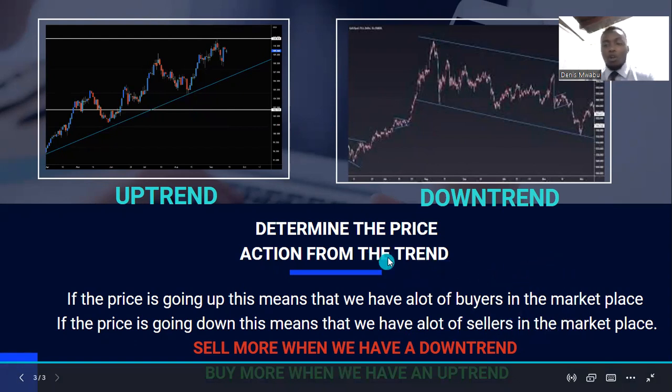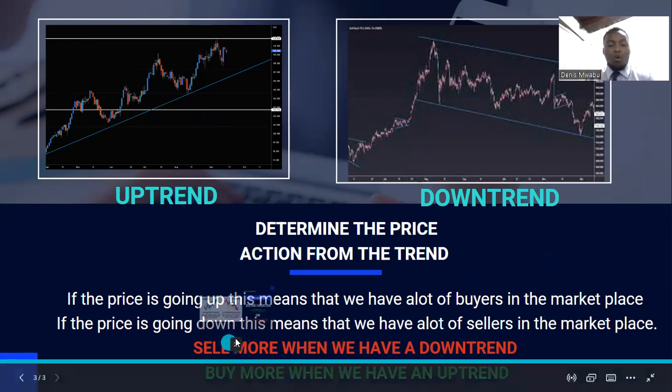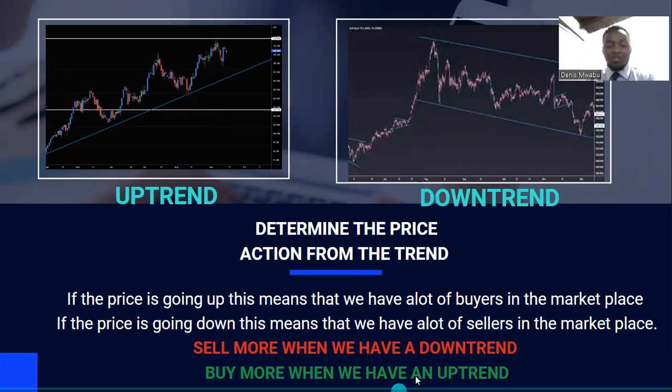So how should we get into the trades on an uptrend or a downtrend? On an uptrend, you're supposed to focus more on buying, and on a downtrend, you want to focus on selling more. Okay, I'm going to be sharing with you exactly how to do this on the graph.